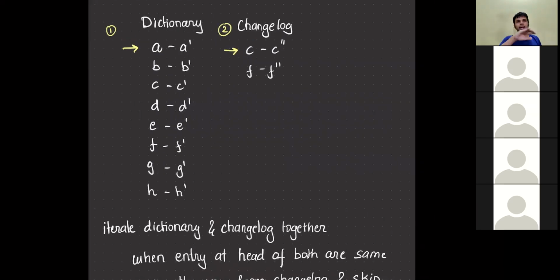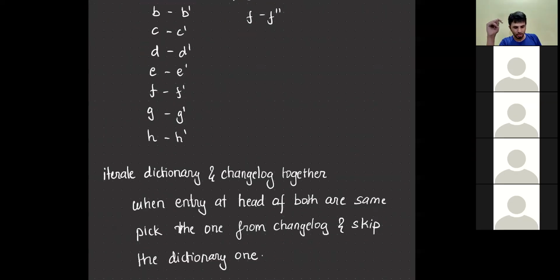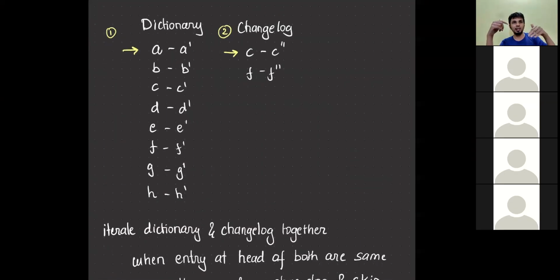Let's say your dictionary was A, A-dash is the meaning, B-dash is the meaning, C-dash is the meaning, and your change log says C changed to C-double-dash and F changed to F-double-dash. The way you do it is you iterate over the dictionary word by word. The pointers are at A and C. C is greater than A, so I'll write A into this new file. Then B is less than C, so I'll write B into the new file, and then I come to C. I see my change log also has C. So I'll pick the entry from the change log and write it, and then increment both the pointers. My second pointer will point to F, while my first one went to D. So D is written, E is written, then in the case of F it would write from the change log, and then it would continue this.